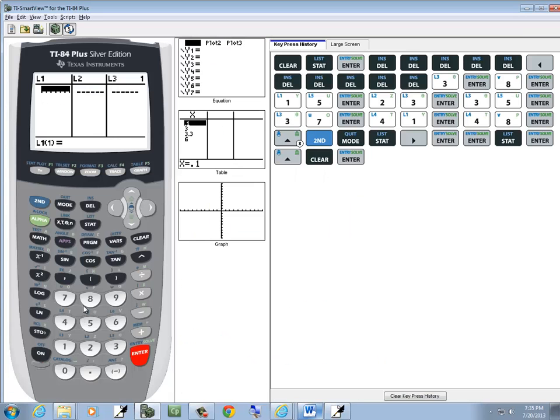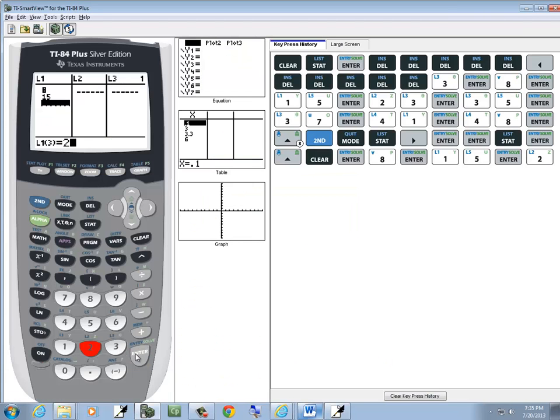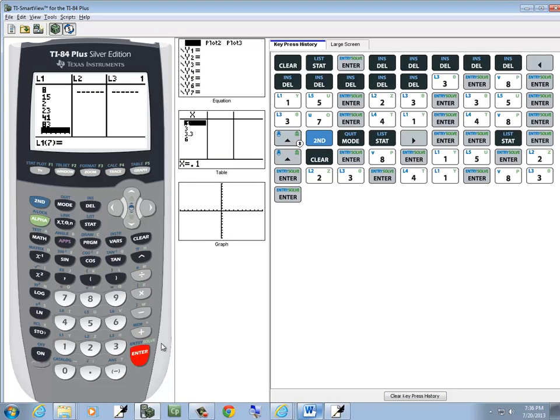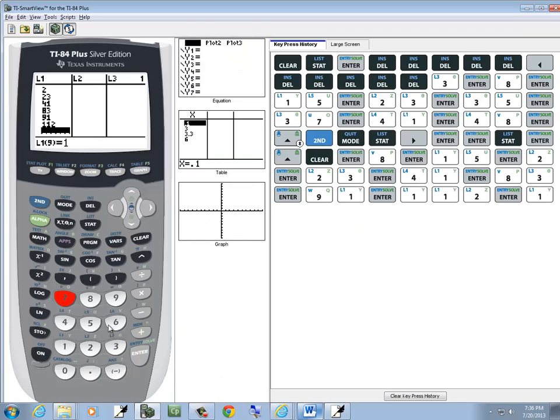Okay, 8, 15, 2, 23, 41, 83, 91, 112, 17, and 25. Assuming I typed all the numbers in correctly, I'll exit out.